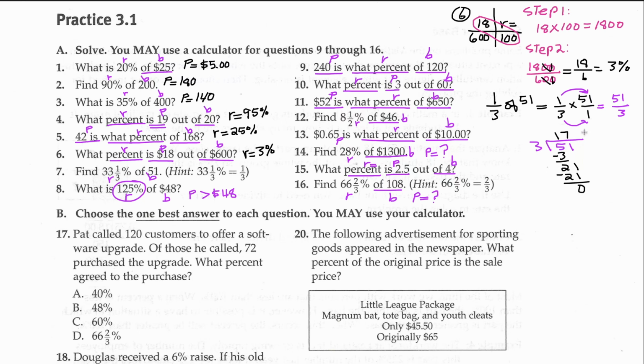So what does the 17 represent? 17 represents the part, because 1/3 of 51 is 17. So again, on problem 7 at the end here, put P equals 17. And no, you are not going to put the percent symbol here, because you are not looking for the percent or the rate. The rate is given to you as 33 and 1/3, and it's converted to 1/3 in fraction. So the number 17 here is the part.